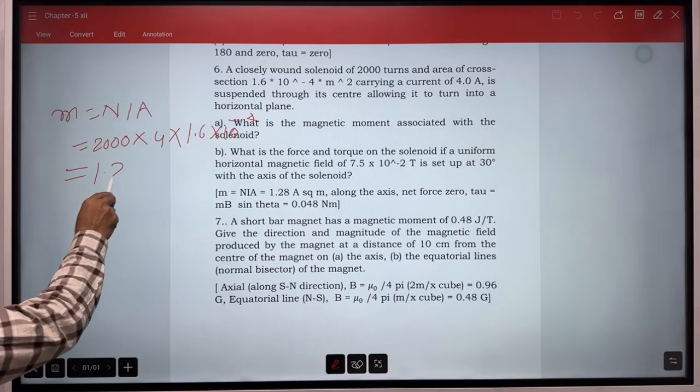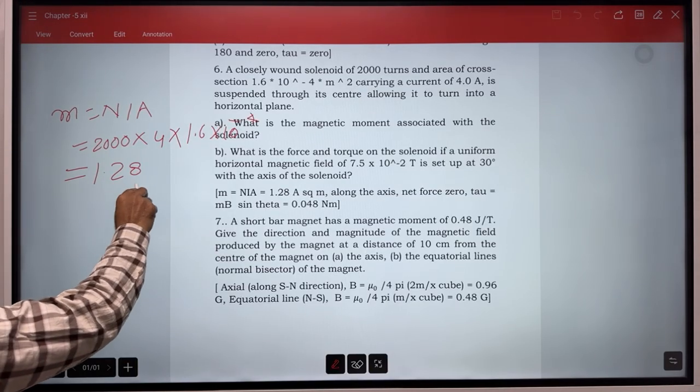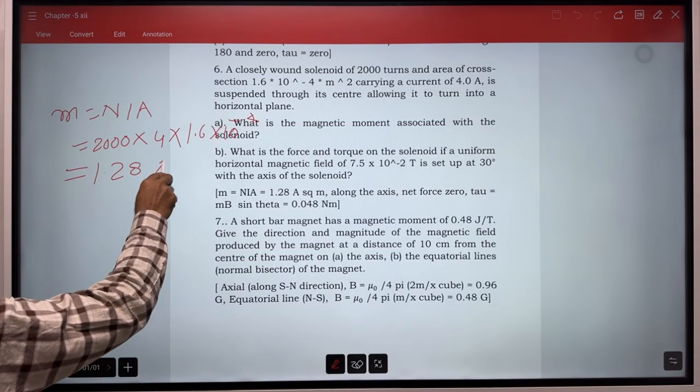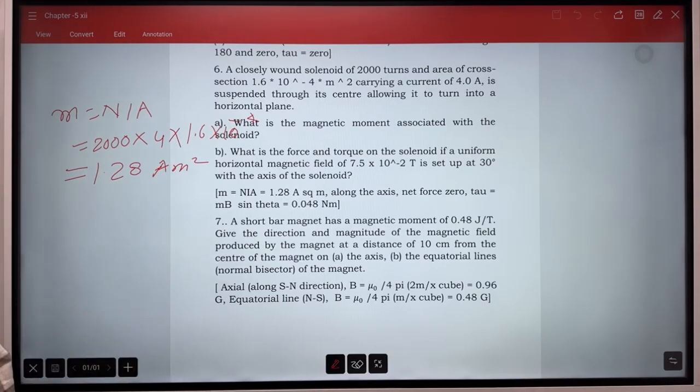So that will come out to be 1.28 A m², right? And then comes what else they're asking. In the second part, they are asking what is the force and torque on the solenoid if a uniform magnetic field is set up at 30 degrees with the axis of this.